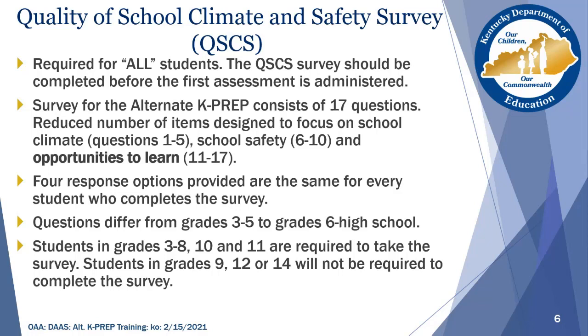Every question will have 4 answer options. Those are strongly disagree, disagree, agree, and strongly agree. The 4 answer options are the same as what is provided for students completing the survey for the general assessment. Questions in grades 3 through 5 may differ some from those at grades 6 through high school.